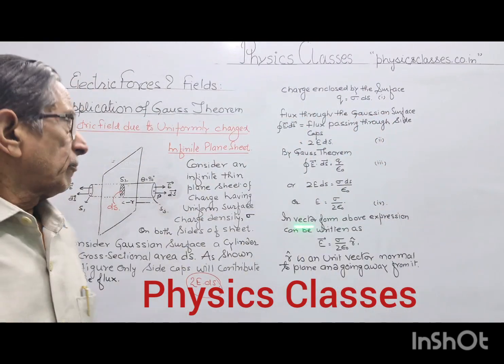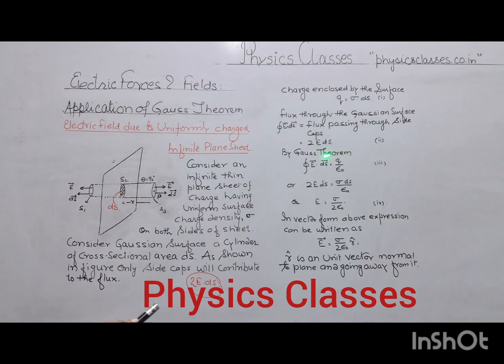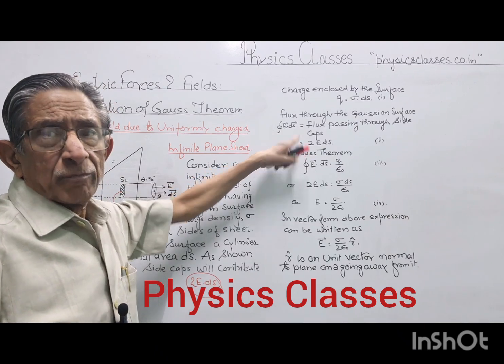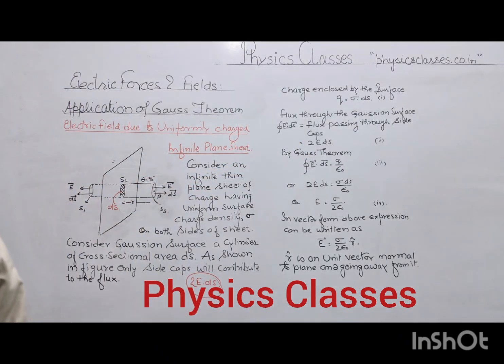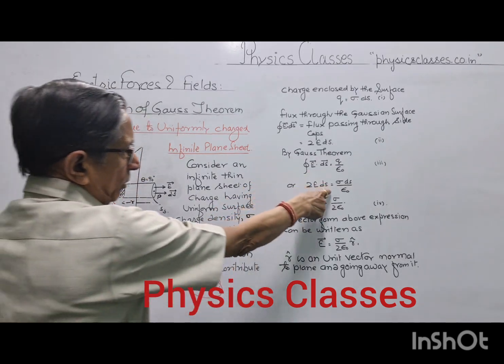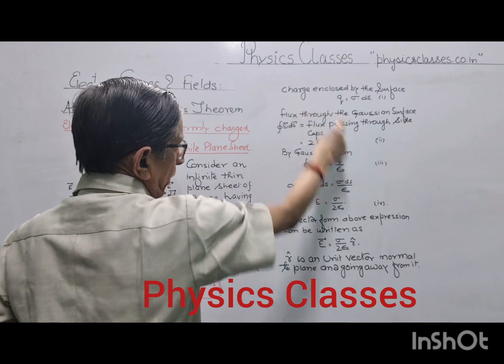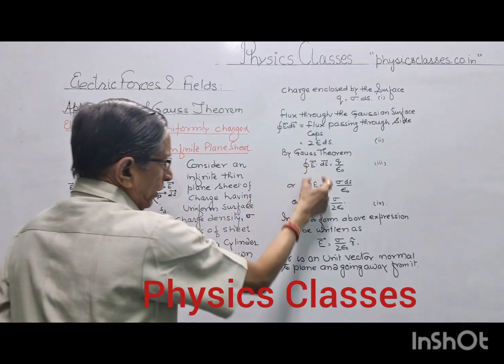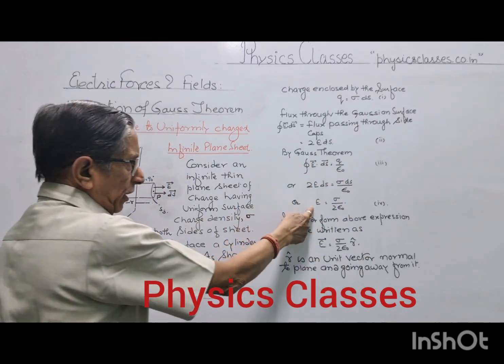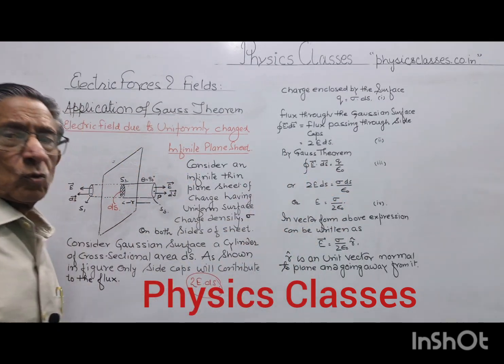Now we apply Gauss theorem. Gauss theorem: integral E vector dot ds vector is equal to Q upon epsilon naught. Integral E vector dot ds vector shows the total electric flux passing through the Gaussian surface. That's why we have written here 2E ds is equal to Q, which is replaced by sigma into ds. So 2E into ds is equal to sigma into ds upon epsilon naught. Or we can say E is equal to sigma upon 2 epsilon naught.